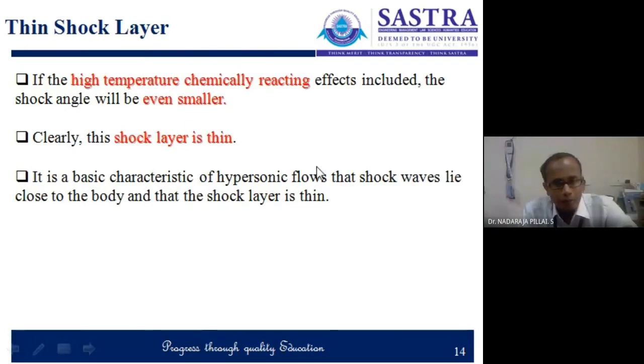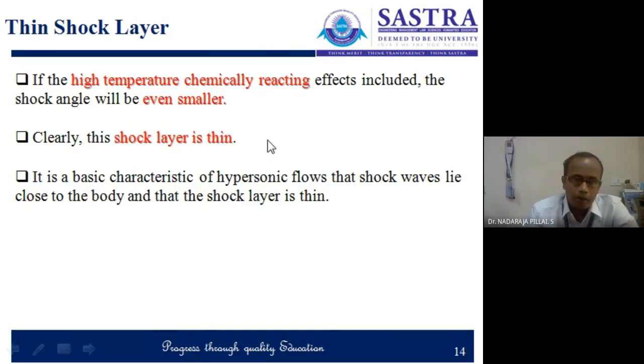But again, another problem comes if the high temperature chemically reacting effects are included, then the shock angle will be much smaller, right? Because at very high speed, that is very high velocity or Mach number, the temperature on the surface will become very high, and then the flow will be chemically reacting. That we will see in detail in the next classes, right?